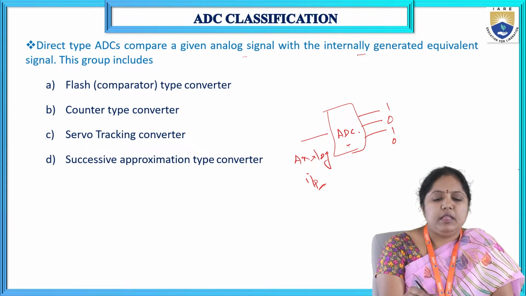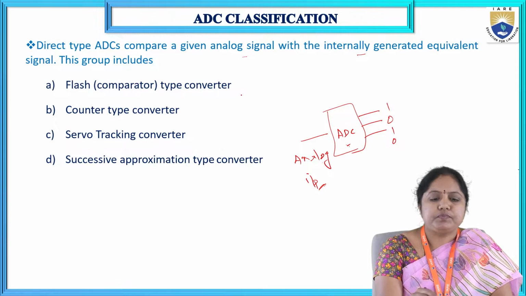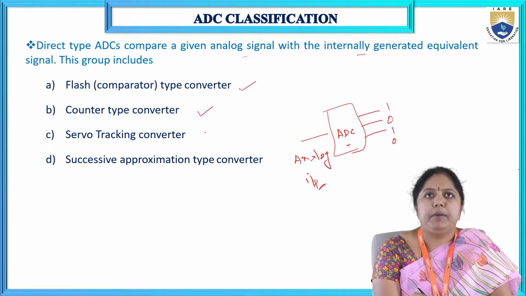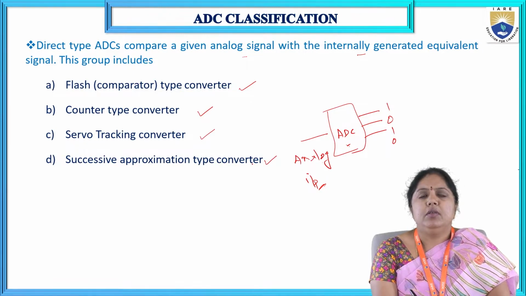So here are the different types of direct type ADCs. First is the flash type comparator. Second is the counter type converter. Next are the servo tracking converter and the successive approximation type of converter. So today let us see each and every circuit diagram and go through all the direct type ADCs.